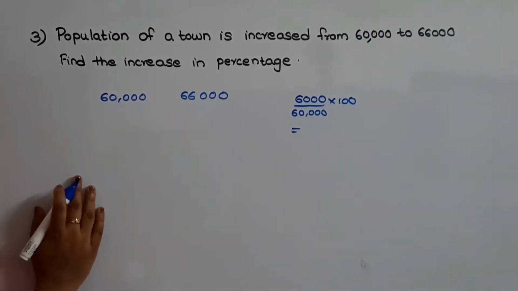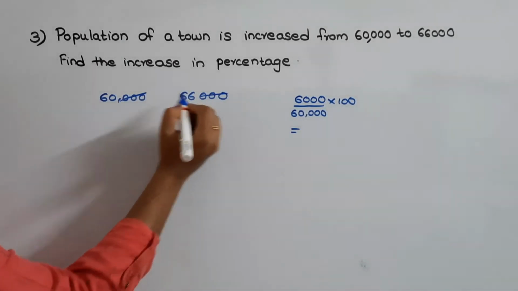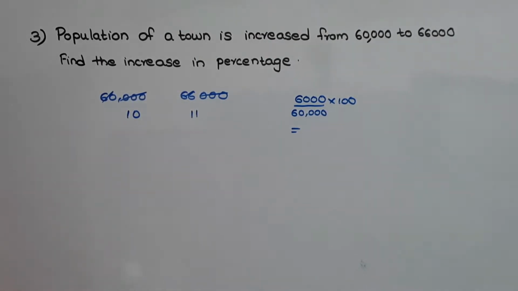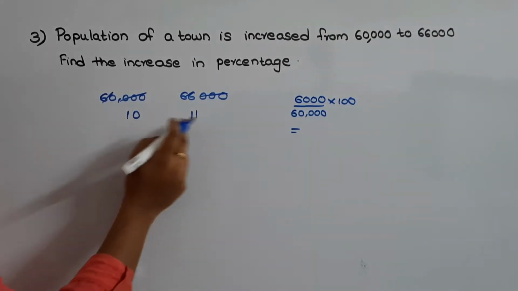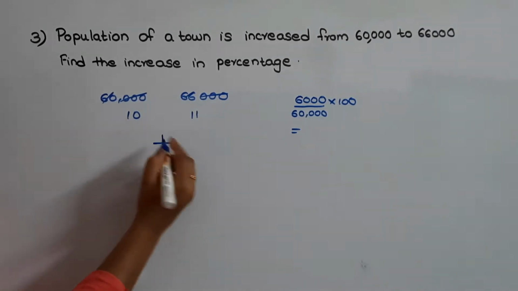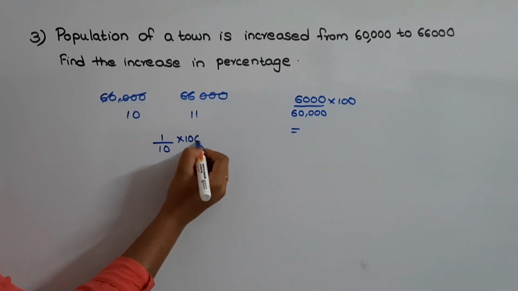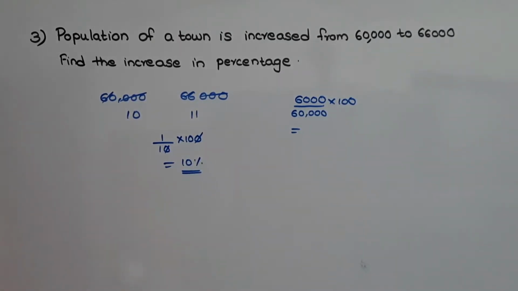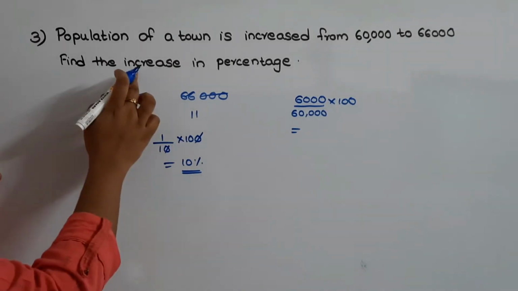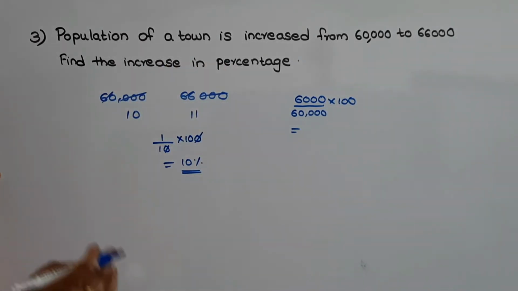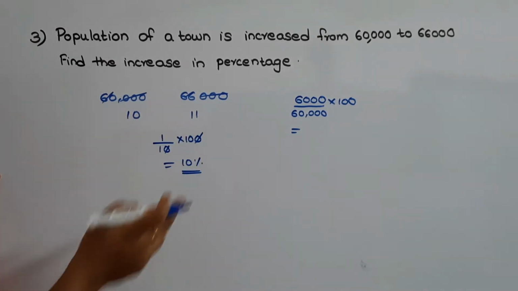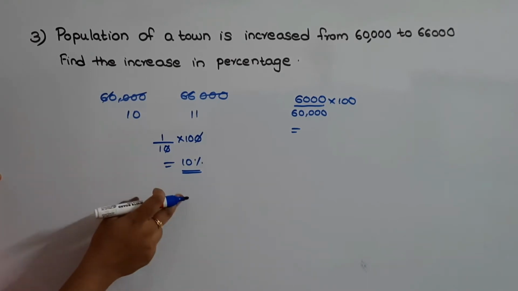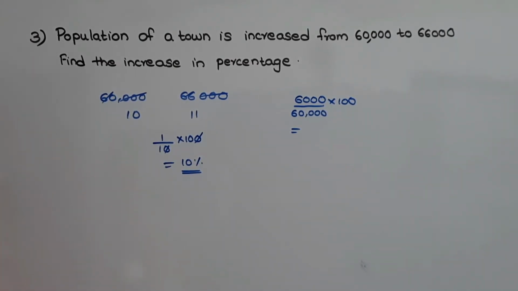The next method is to take the ratio of both populations. On simplifying, you will get 10 is to 11. Now take the difference between both values, that is 1, divided by the original value, that is 10, into 100. On simplifying, you will get the answer as 10%. So in this question, we need to find the answer in terms of percentage, so we can find the answer with the help of the ratio itself. No need of the original value. With the help of the ratio itself, we can find the increase or decrease in percentage.